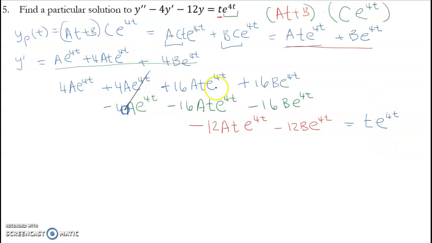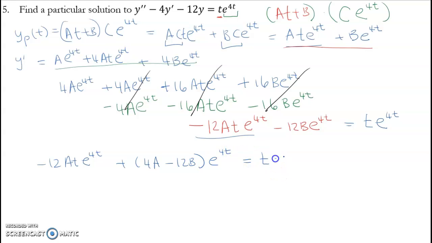As we've seen, all of these terms are going to get canceled out. What we're left with is negative 12at e to the power of 4t. That is this one right here. And then we also have plus (4a minus 12b) e to the power of 4t. That's going to equal t times e to the 4t.